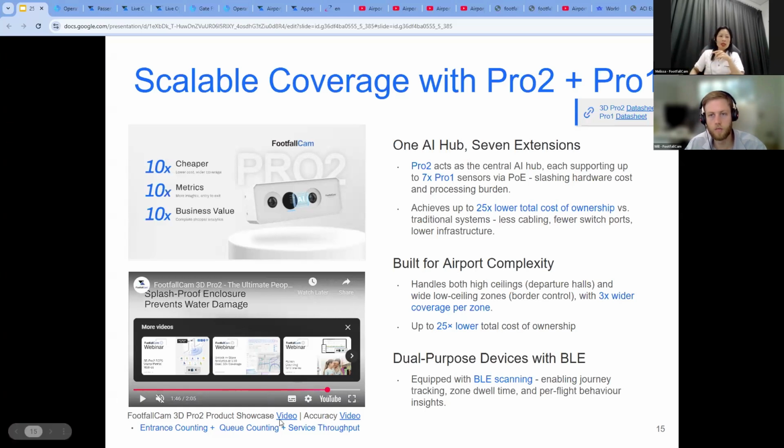So all of these are also processed at edge. Using the latest AI chipsets inside the Pro 2, giving you real-time, scalable, and cost-effective intelligence from the curb to the gate. So again, this is more than just a device. It is a cornerstone of our airport-wide deployment strategy.